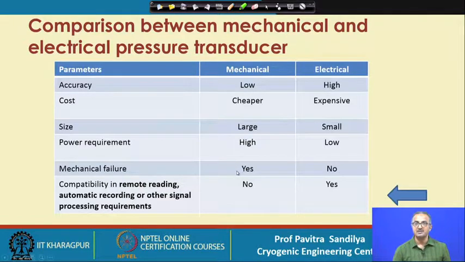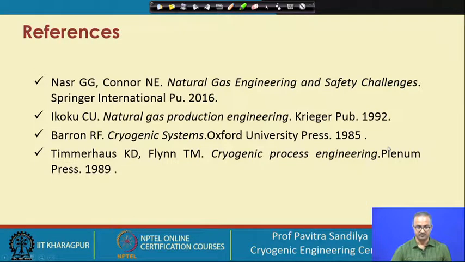Then mechanical failure is more in the case of mechanical than for electrical transducers. On the other hand, for any kind of automation, control or signal processing, electrical transducers are preferred to mechanical transducers. Now these are the references which you may refer to for further details.